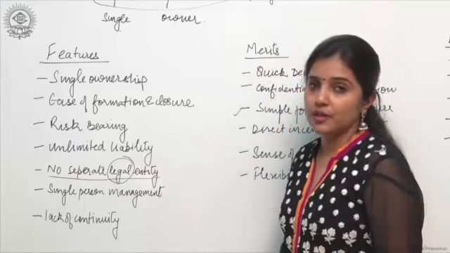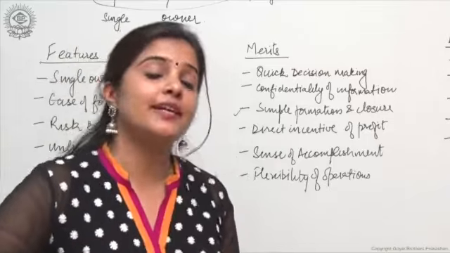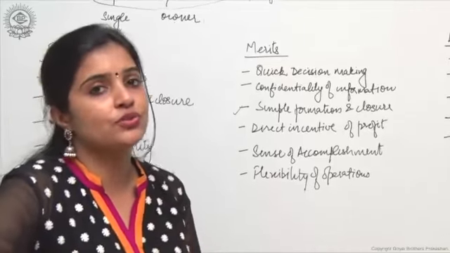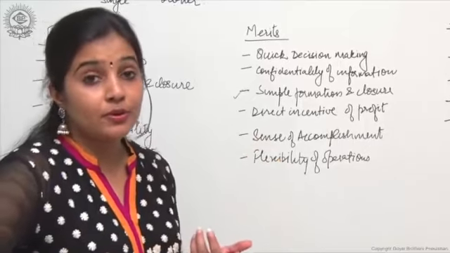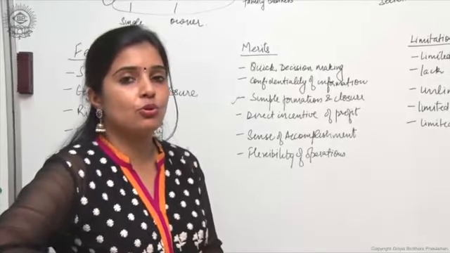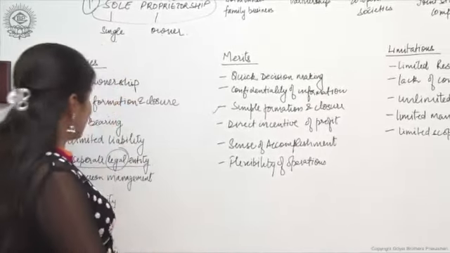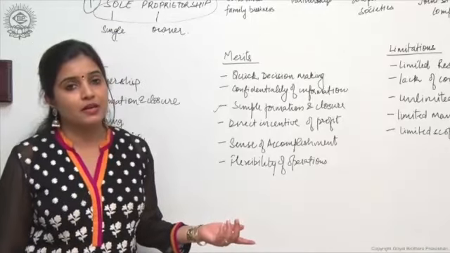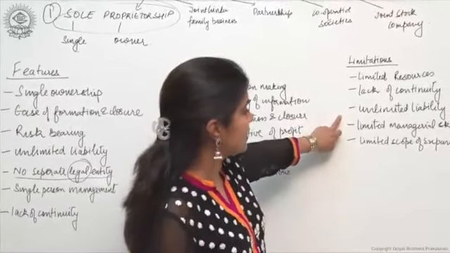Single person management. A single person has to shoulder all the responsibility, has to manage the entire show. He has to plan, execute the plans, organize, staff, direct, and control. A single person may not be good at everything, right? He may not have good communication skills, but because it's a single man show, he has to do it himself. So his business may suffer. Then lack of continuity. Because if the owner dies, the business comes to an end. So three limitations have come out of this already: lack of continuity, unlimited liability, right?